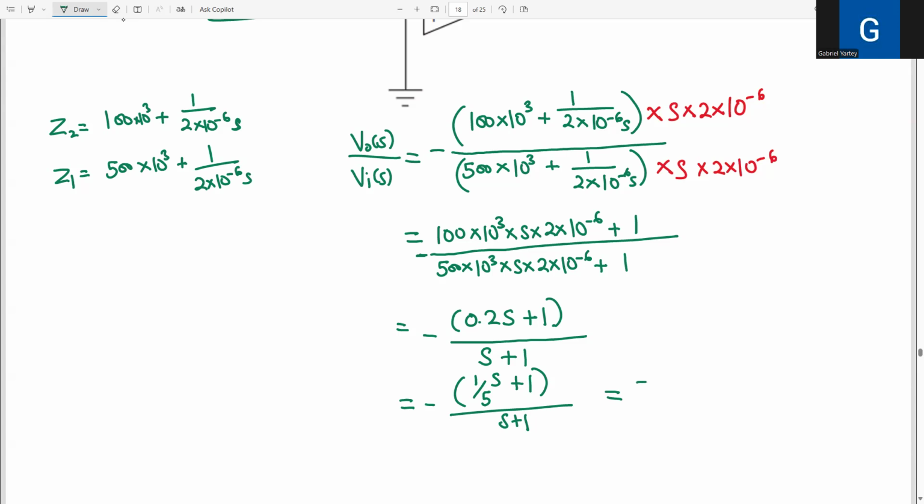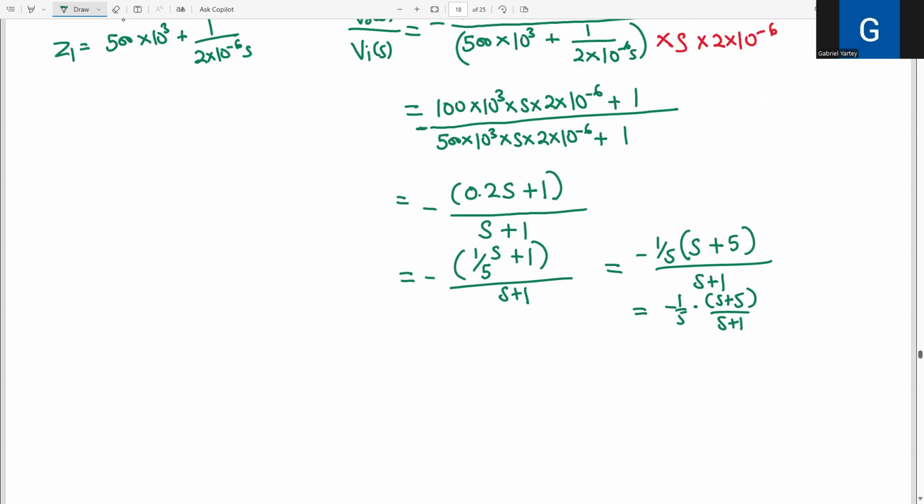Then I'll get 1 over 5 times (s plus 5) all over (s plus 1). And then I get 1 over 5 times (s plus 5) all over (s plus 1). So there's the transfer function. You can decide to stop here. If you're adventurous, you can go ahead and then try and get this.